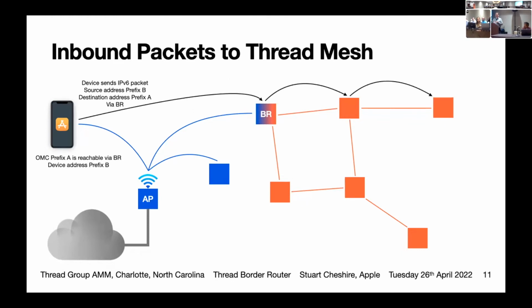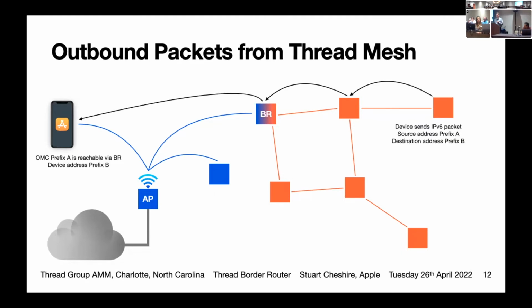When your device sends out a packet addressed to some destination in prefix A, its routing table says send it to the border router, and once it gets there, the existing Thread mesh routing protocol knows the right path to get to the destination. And when the destination replies, the same kind of thing applies.